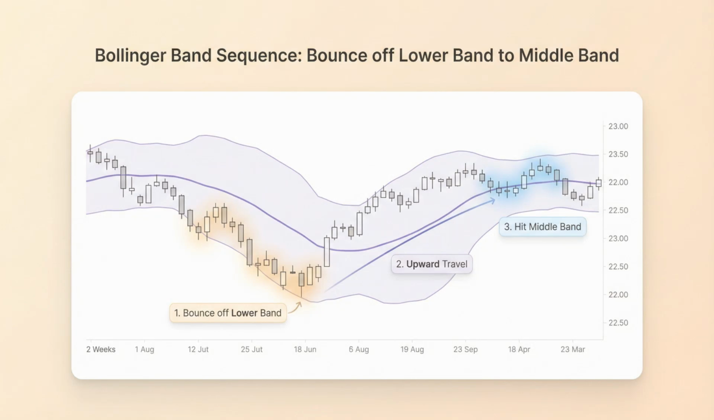The lower band frequently acts as a reliable support level, indicating a potential upward reversal when the price touches it. As the price bounces up from the bottom, the middle band often acts as the first line of resistance. If the price successfully breaks through that middle layer, the upper band becomes the next logical target.